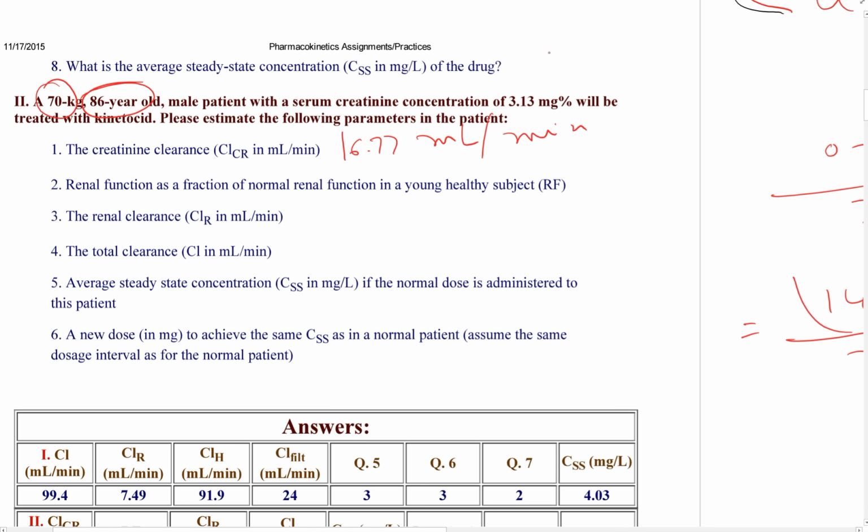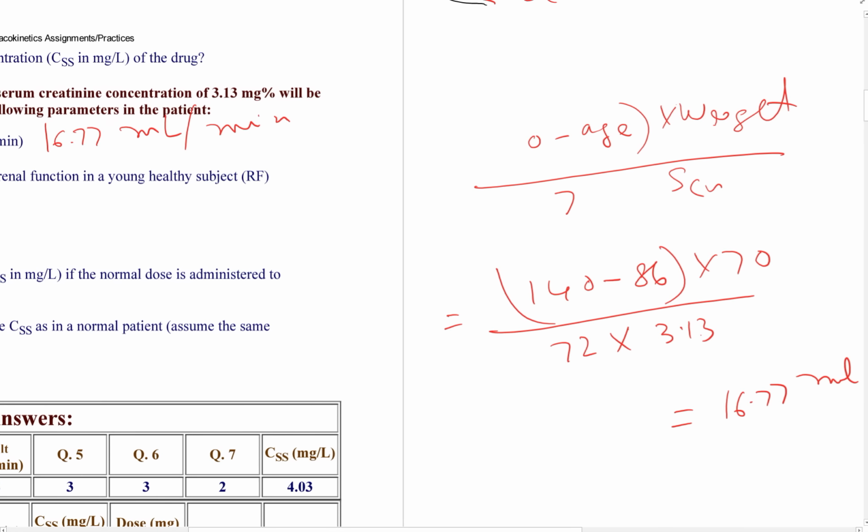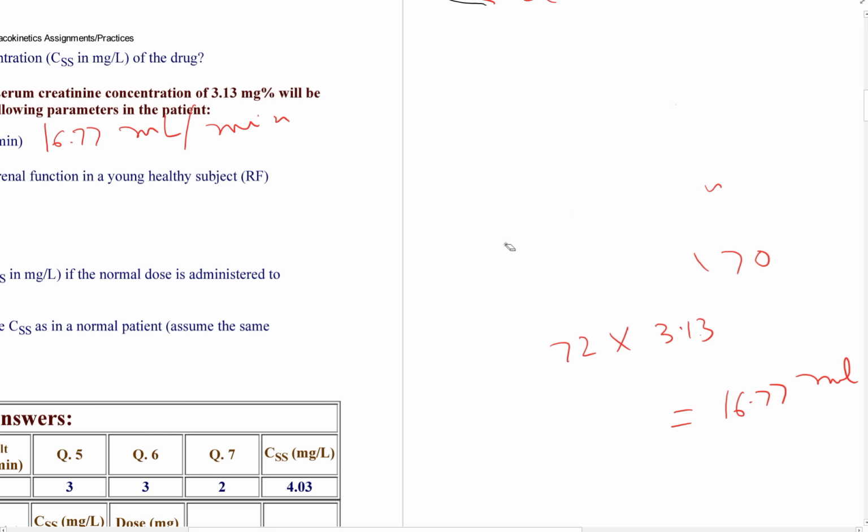Renal function as a fraction of renal function in a young healthy subject. So you have to calculate renal function. So how are we going to calculate renal function? We know the renal function equation. What is the renal function equation? I was teaching it in the class.